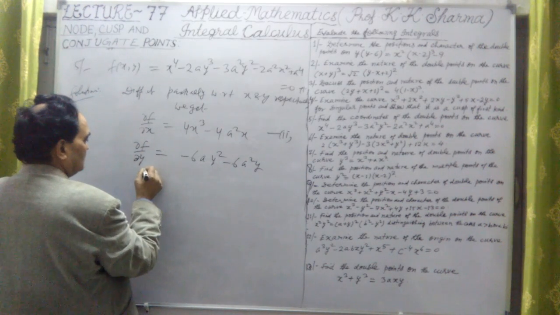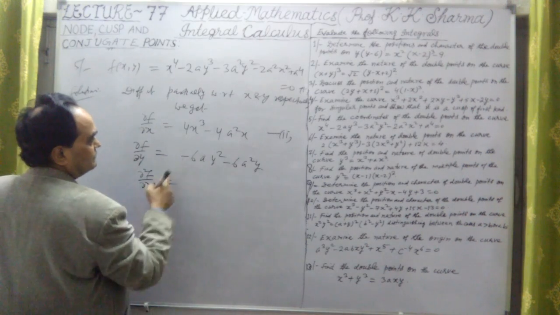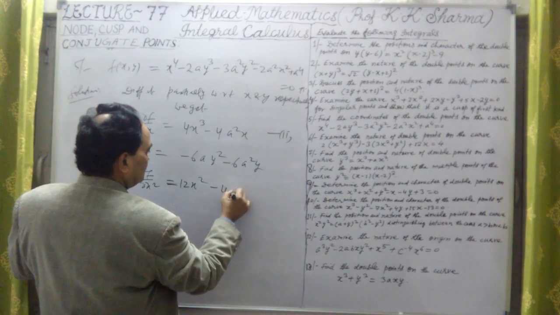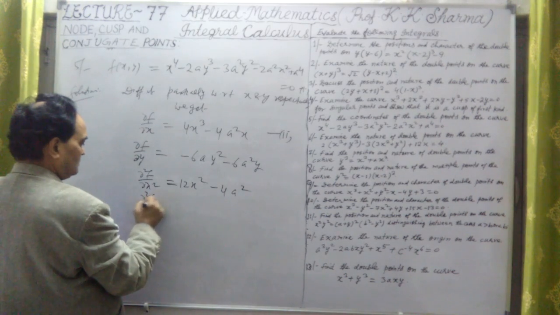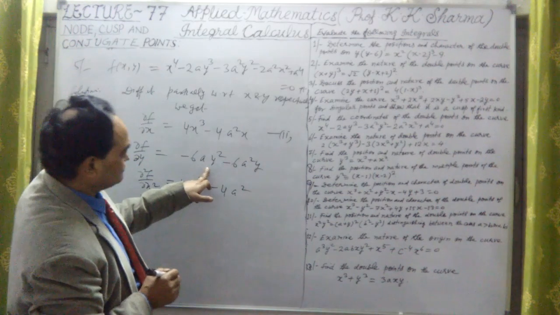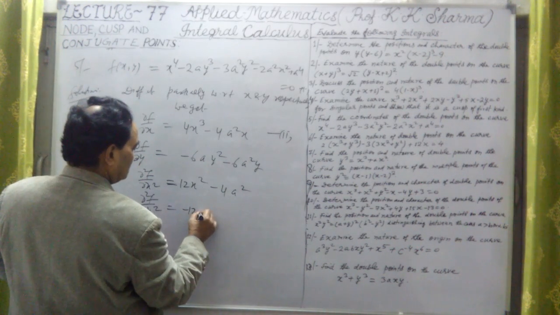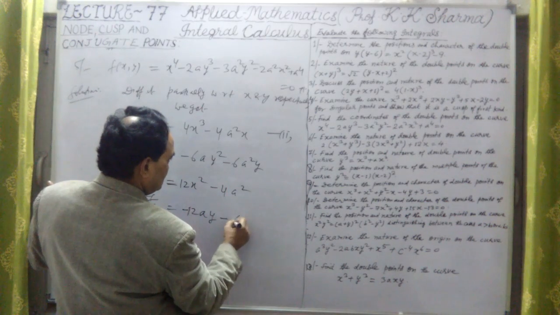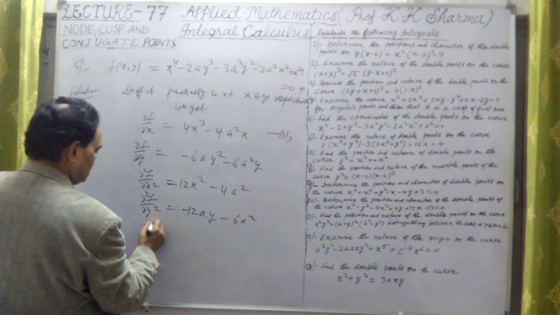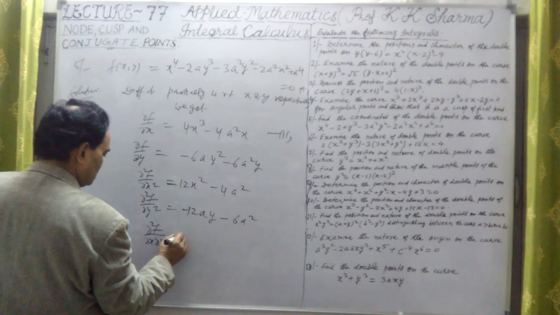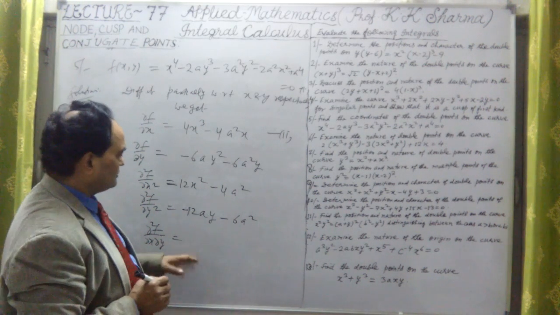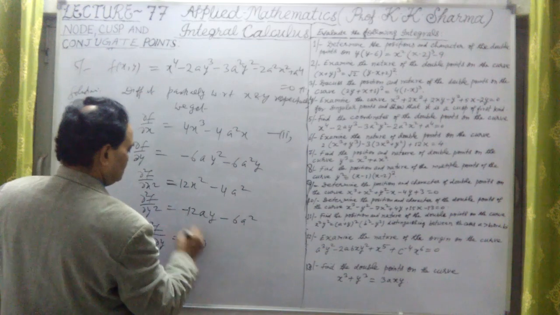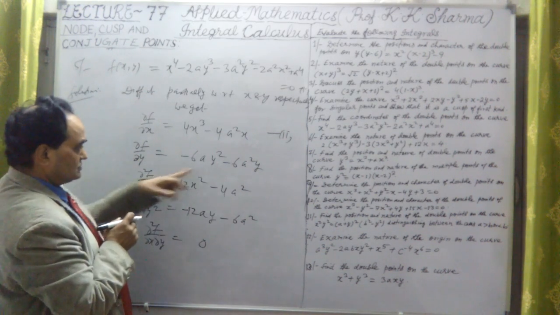And then del square f upon del x square, differentiating with respect to x again. This is 12 x square minus 4a square. And del square f upon del y square, from this equation with respect to y, we differentiate it, is minus 12a y minus 6 a square. And what about del square f upon del x del y? Del f upon del y with respect to x is 0, since there is no x term here.